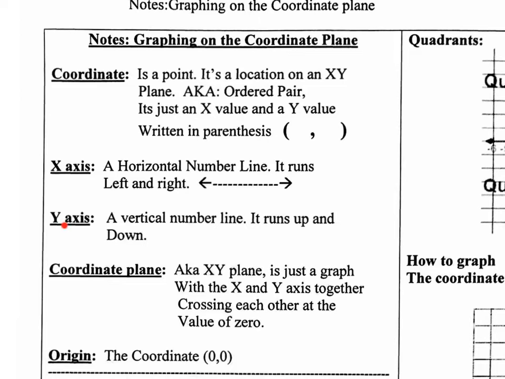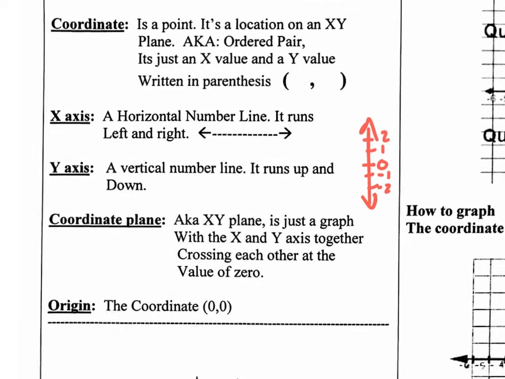The y-axis is a vertical number line. It's up and down. We should have drawn this on yesterday's notes. But again, zero's in the middle. Positive going up, negative going down. So it's really just two number lines together. That's what a coordinate plane is.